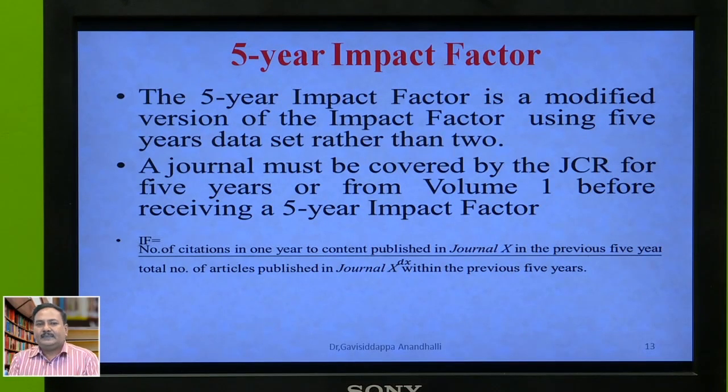For example, if you say journal X, its 5-year impact factor in the year 2019: the number of citations that journal X received for the previous 5 years, 2018, 2017, 2016, 2015, 2014, divided by the total number of articles published in those years, that is, articles published in 2018, 17, 16, 15, 14, all together we are calculating the impact factor. It gives the consistency of the research output of the given journal.